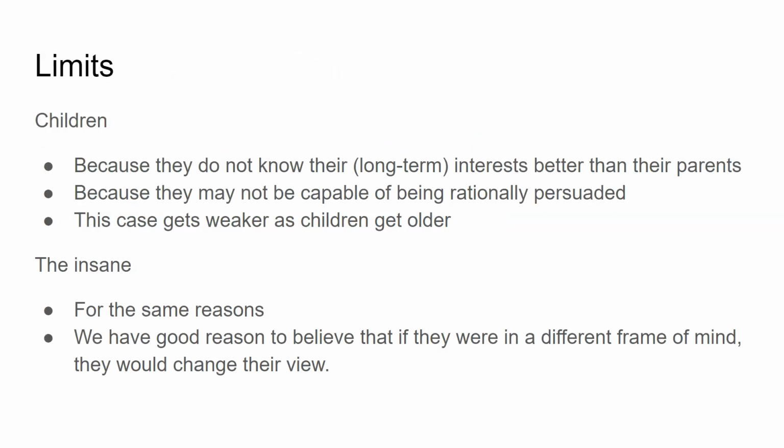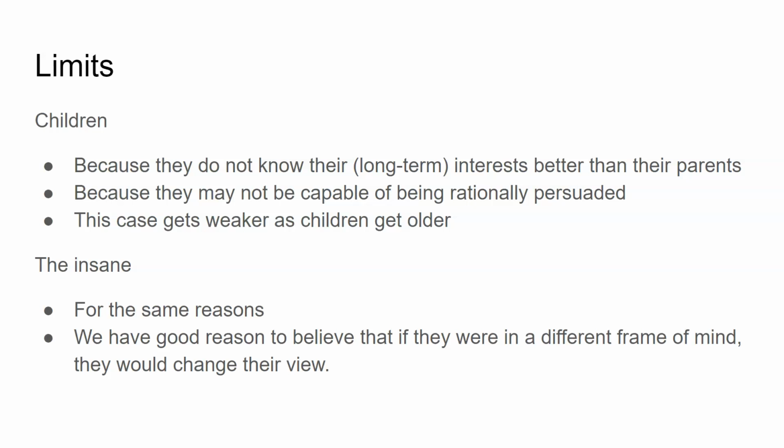Children. Children do not learn their own long-term interests. They don't know their long-term interests, particularly not much better than their parents. They're often not capable of being rationally persuaded. But of course, this case gets weaker as children get older.